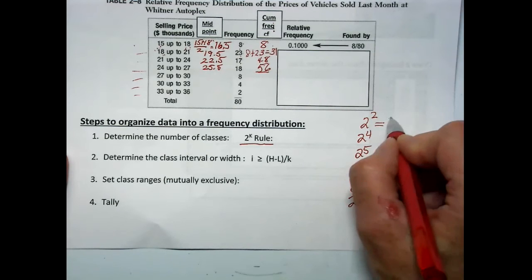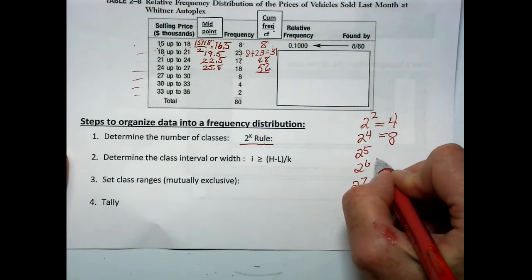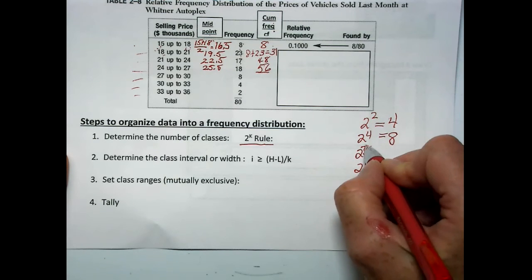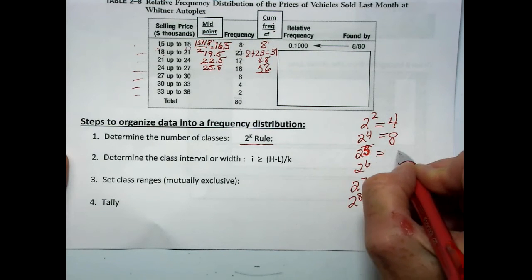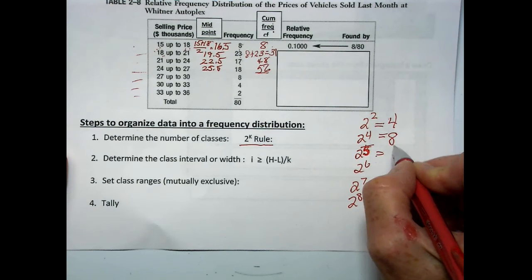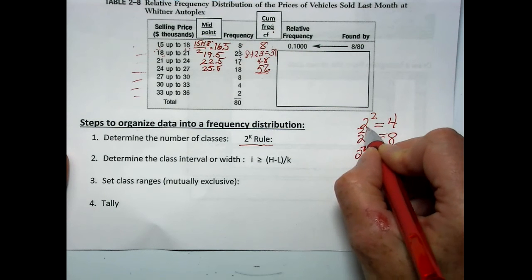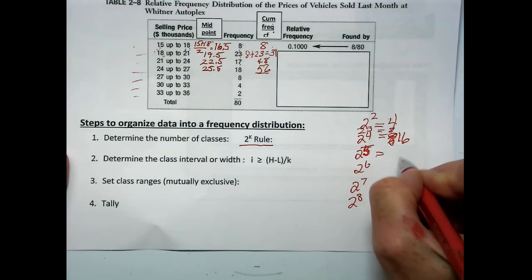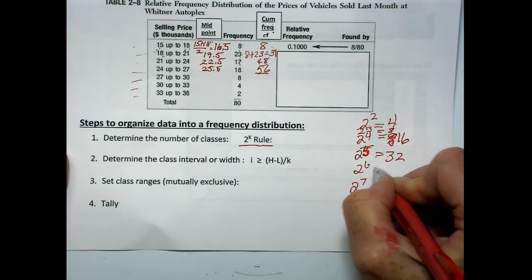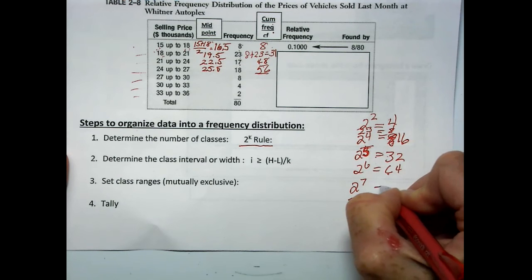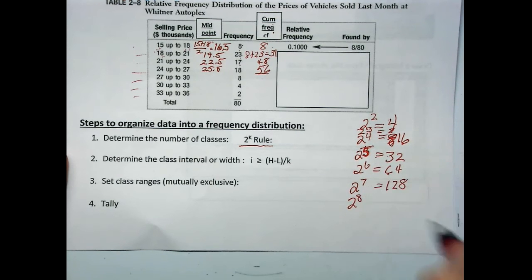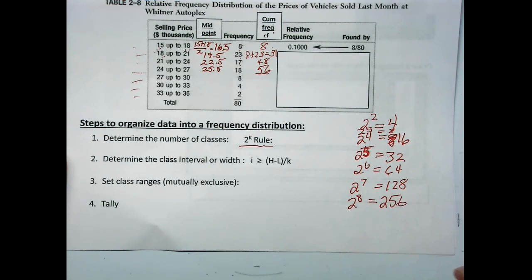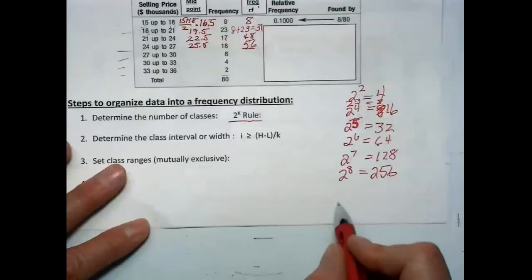We calculate those. 4, 8. Oh, I forgot 3. 4. Oh, here's 5, which is 2 cubed. I forgot. 8, 16, 32. Sorry about that. 64, 128. Forgot the easy one. And 256.